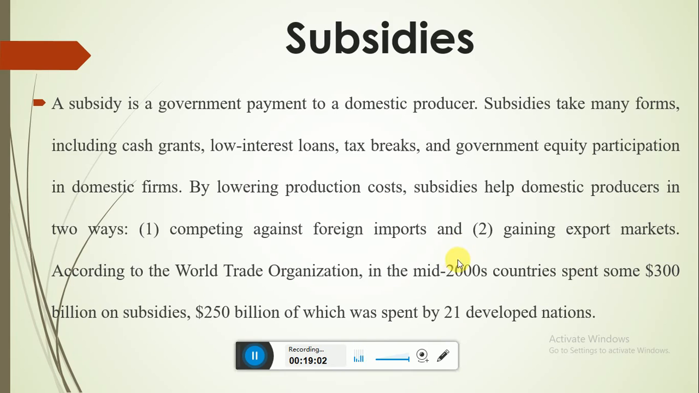So according to the World Trade Organization, in the mid-2000s, countries spent 300 billion on subsidies, 250 billion of which was spent by 21 developing countries. So imagine $300 billion were invested in subsidies, which is not a small amount, it's a very big amount. They have given subsidies in different forms: tax breaks, low interest loans, government equity, cash grants. So it can be in different forms. They have used this in order to support their local production, in order to support their local companies.